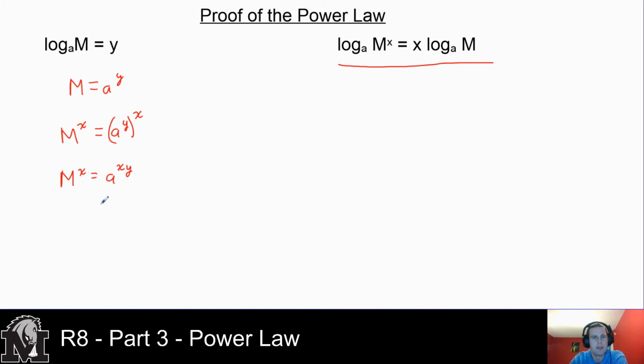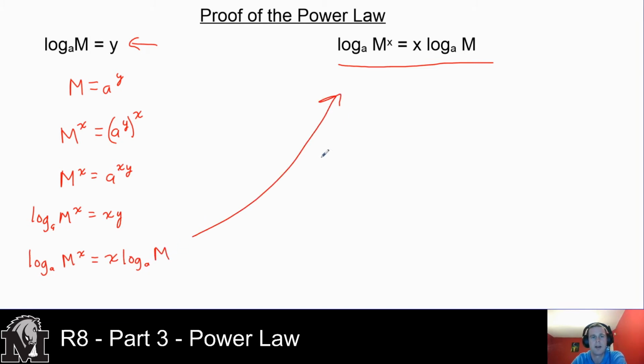And then I want to put this back into logarithmic form. So I'm going to move a over to be the base on the other side. So we have log base a of m to the power x is equal to x times y. And then by the very definition at the start, we know that y is equal to log base a of m. So I'm just going to replace this y here. So log base a of m to the power x is equal to x, and we're going to replace it with our y, log base a of m. And that's exactly what we have right here.